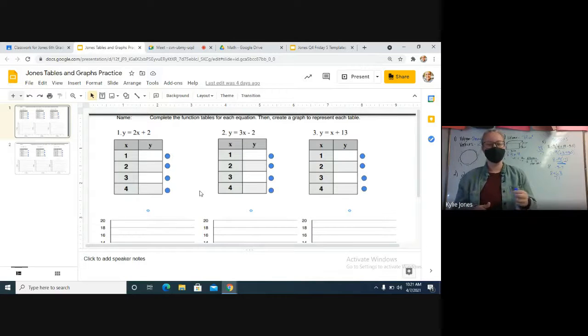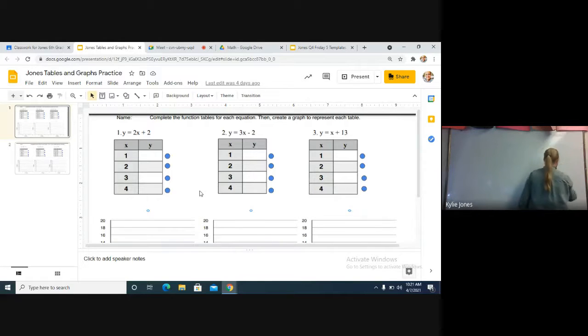Make sense? Okay. So I'm going to kind of work it out a little bit behind me. So we have y equals 2x plus 2. Before we start, what operation is happening between the 2 and the x? We're multiplying 2 times x. So keep that in mind. So we have our x's and our y's, and they give us 1, 2, 3, 4.